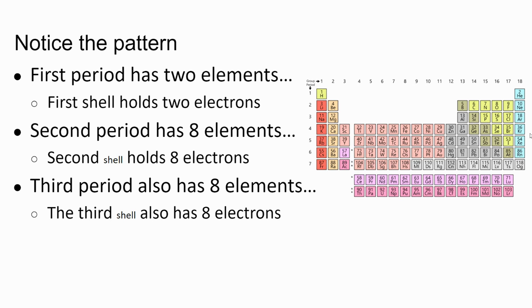For the purposes of this class, with respect to numbers of electrons in shells, we would not go beyond element number 18, which is argon, because beyond that, the arrangement of electrons becomes a bit more complicated.